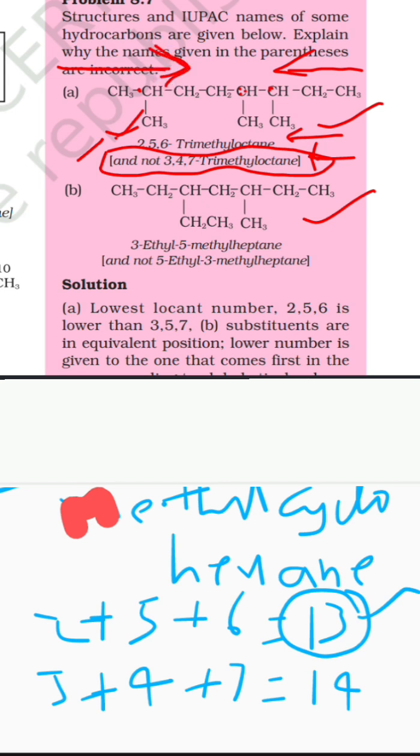So the name of the compound is 2 comma 5 comma 6. 3 methyl groups are there. This methyl group, this methyl group, this methyl group. 3 methyl groups are there. So 2 comma 5 comma 6 trimethyl, it is octane. 8 carbons are there totally. Up to here 8 carbons are there. So it is octane. It is not like 3 comma 4 comma 7 trimethyl octane. We have to give the numbering from left to right, because that gives us total 13.